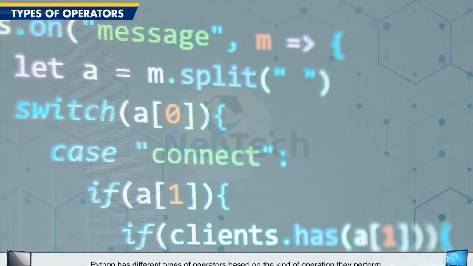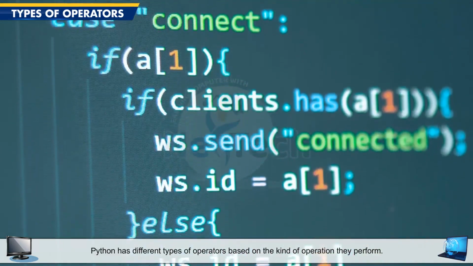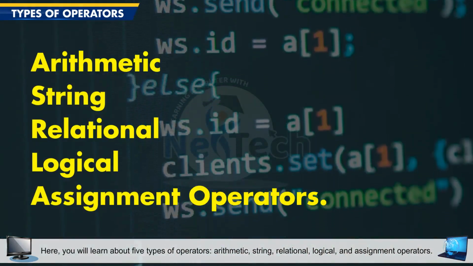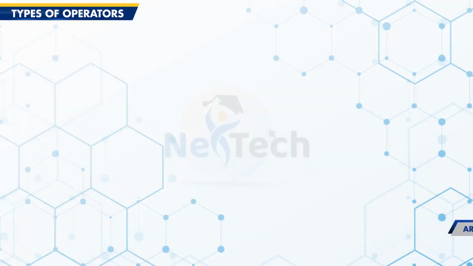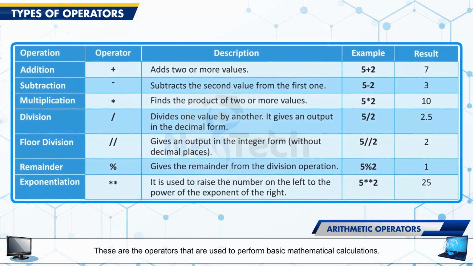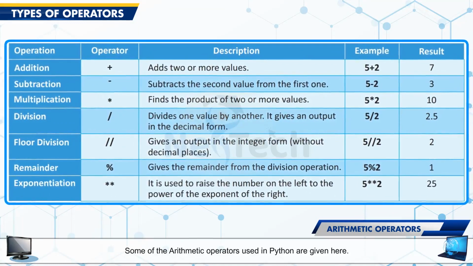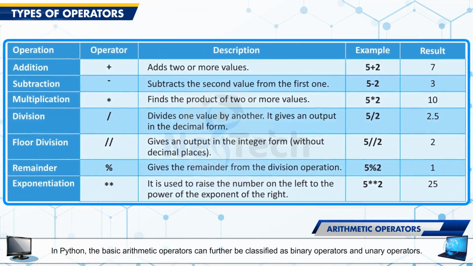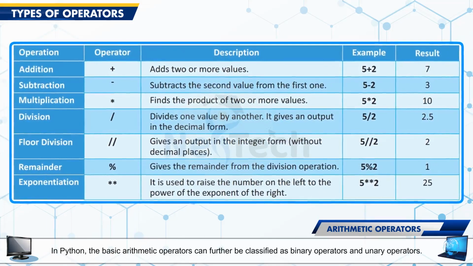Types of operators. Python has different types of operators based on the kind of operation they perform. Here, you will learn about 5 types of operators: arithmetic, string, relational, logical, and assignment operators. Arithmetic operators. These are the operators that are used to perform basic mathematical calculations. Some of the arithmetic operators used in Python are given here. In Python, the basic arithmetic operators can further be classified as binary operators and unary operators.